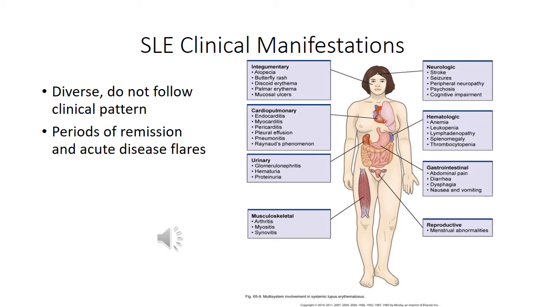Clinical manifestations are diverse and do not follow a clinical pattern. There are periods of remission and acute disease flares. Clinical manifestations are attributed to antibodies and the creation of immune complexes that deposit into tissues. Men are more likely than women to experience renal disease, skin manifestations, laboratory abnormalities, neurological involvement, thrombosis, cardiovascular disease, and vasculitis. Women are more likely to experience Raynaud's phenomenon, photosensitivity, and mucosal ulceration.